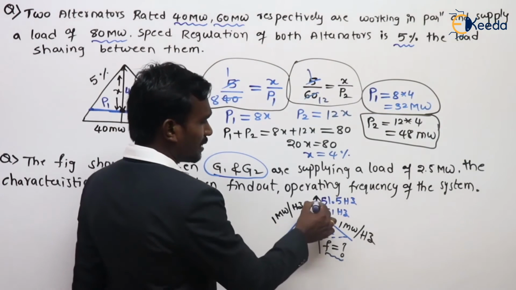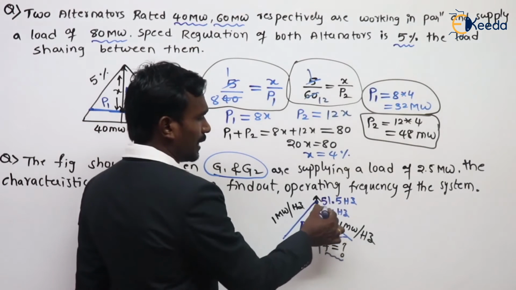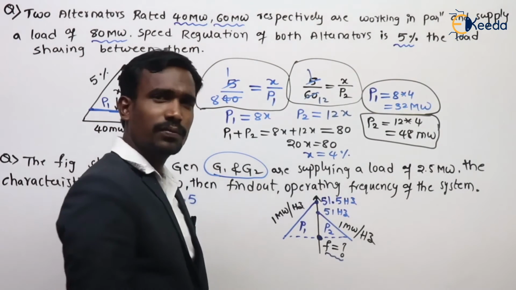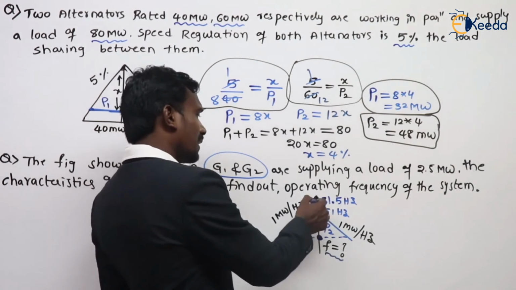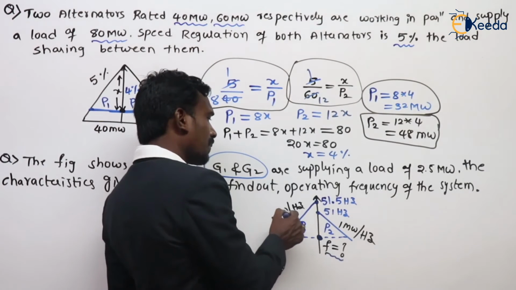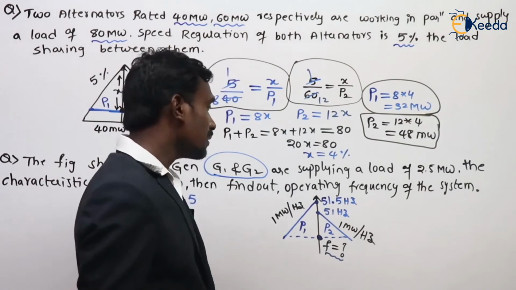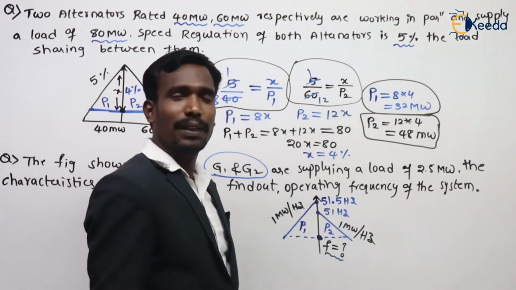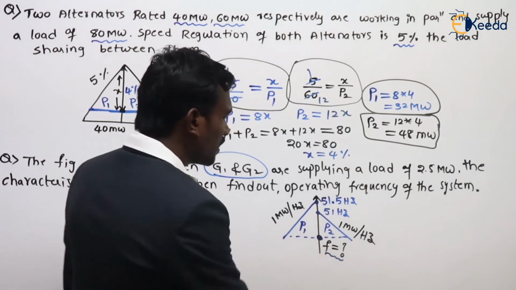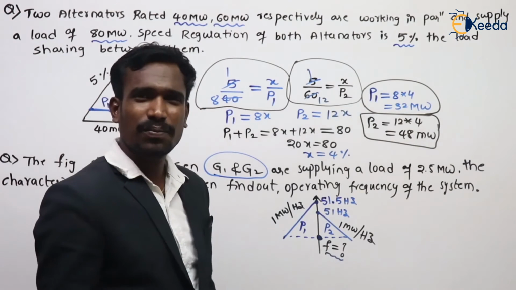The no load frequencies they gave are 51.5 Hz and 51 Hz. And the characteristics they gave: the regulation is 1 megawatt per hertz, and the decrement is 1 megawatt per hertz. So what is the operating frequency?